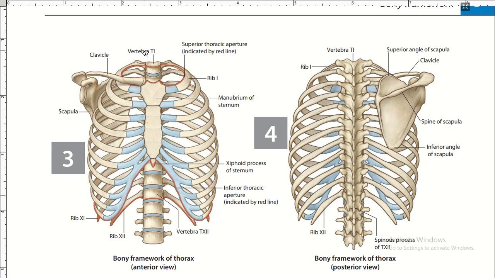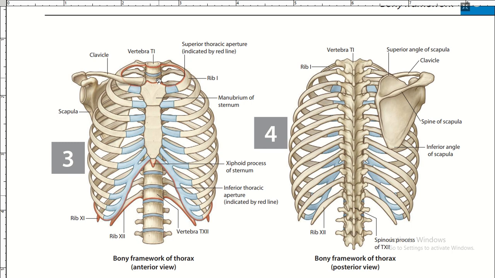So the superior thoracic aperture is made of the following boundaries. Posteriorly, we have the T1 vertebra. Anteriorly, we have the upper border of the manubrium. Laterally, we have the medial borders of the first rib. This superior aperture is going to transmit structures from the thorax to the root of the neck. These are the following structures. You're going to have the trachea, the esophagus, and some veins and arteries.